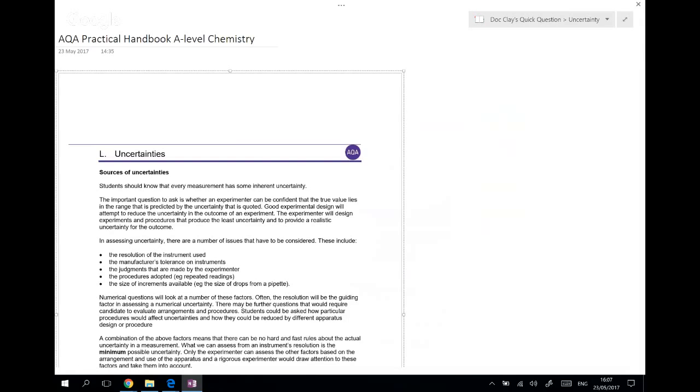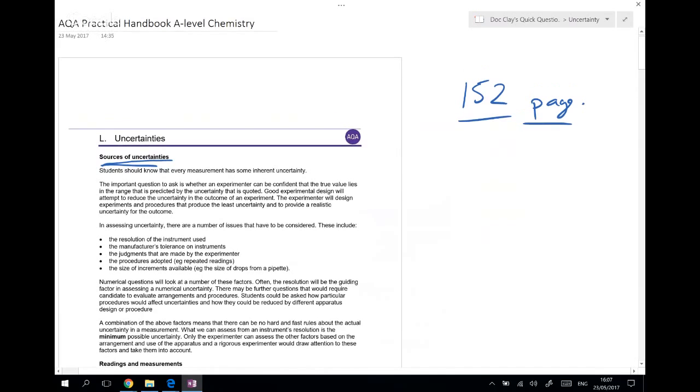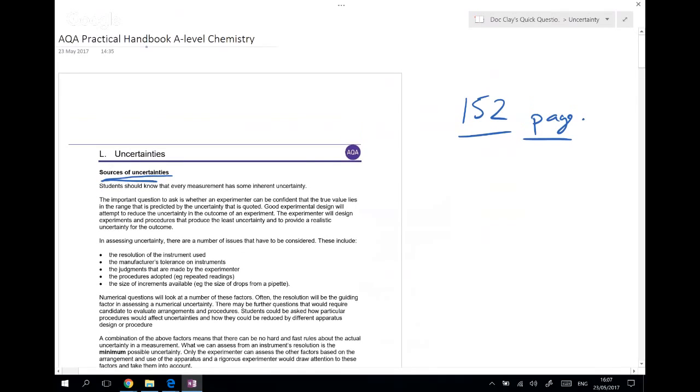If you put AQA Practical Handbook A-Level Chemistry into a Google search, you will come up with a 152-page document. Now, I wouldn't encourage you to read the whole of this document, but this is a live document, so it gets updated reasonably frequently by AQA, and it details how to work out the uncertainties and also any of the other practical elements. It's perfectly available online, AQA Practical Handbook A-Level Chemistry. So feel free to Google it, that's not a problem.